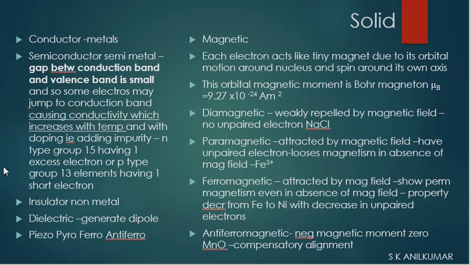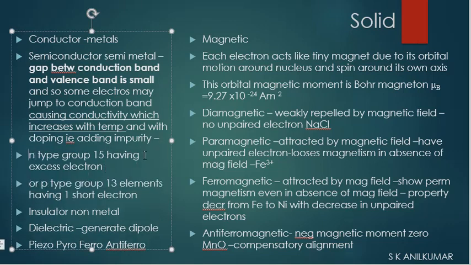And this conductivity can be increased by doping. Doping means what? Adding impurity. That means what? Making the non-metallic behavior to become metallic behavior. Now, normally doping is done by adding group 15 elements. Why? Because they have an excess electron, or an N type, with the group 13 elements having one short electron. P type is having one short electron. N type is having one extra electron. So N type having group 15 or a P type of group 13, because they have one excess electron or one short electron, it is easy to do the doping.